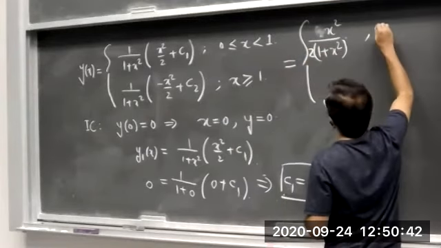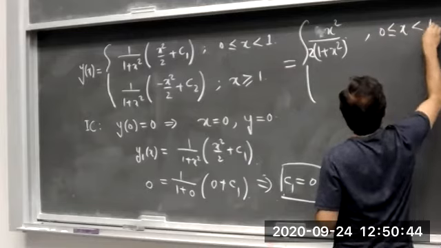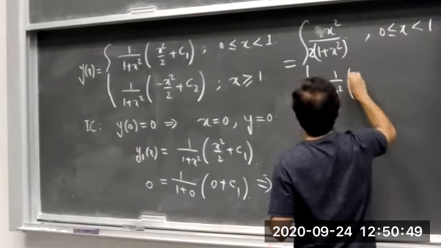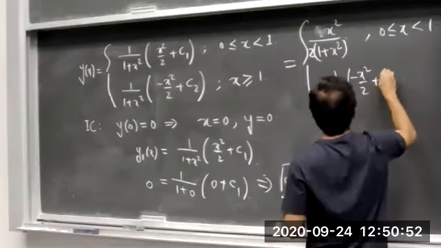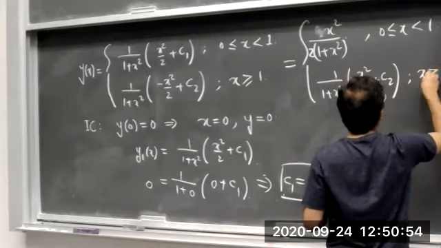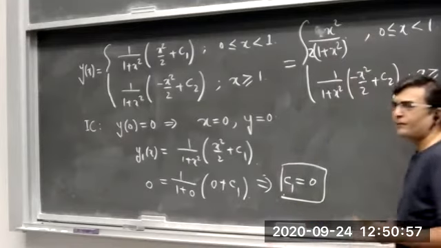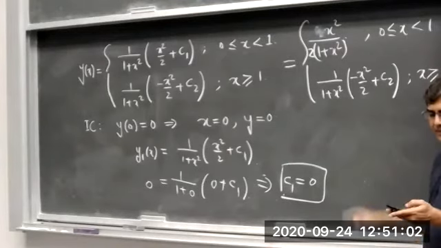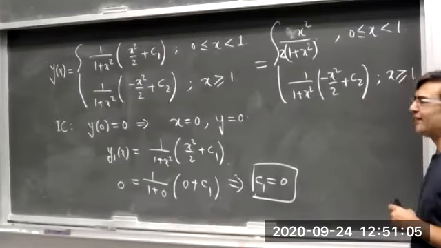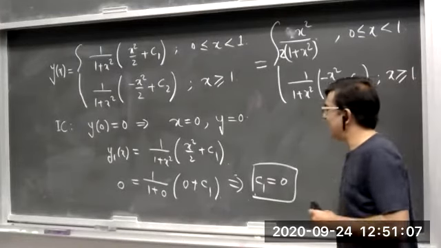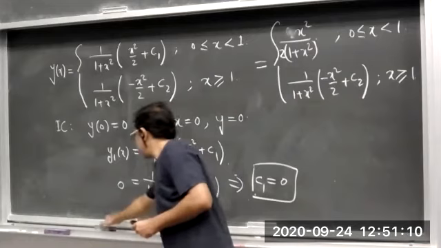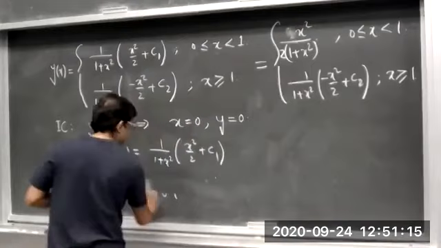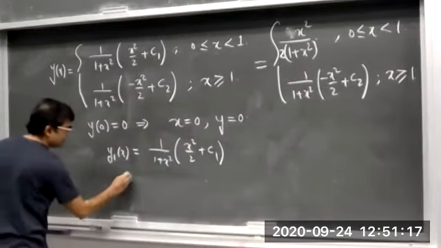तो ये आपके पास 0 less or equal to x less than 1, और अब आपके पास 1 over 1 plus x square times minus x square by 2 plus c2 for x greater than or equal to 1. अब आपके पास सोल्यूशन ये आ गया. Now you have to find the value of C2. ठीक है, C2 की वैल्यू आपने यहां पे फाइंड करनी है. C2 की वैल्यू फाइंड करने के लिए we need to use the continuity condition. यहां पे C1 की वैल्यू 0.